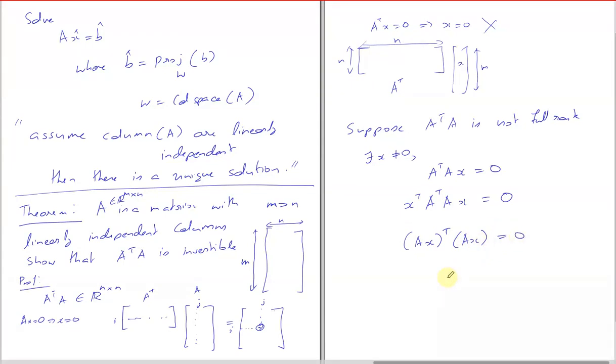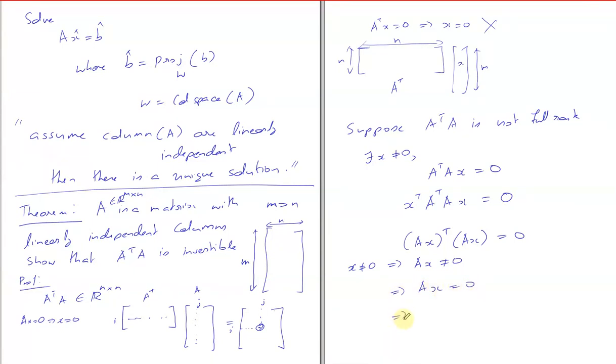Right. So when can this happen? Remember the columns of A are linearly independent, so if x is a non-zero vector, Ax is also a non-zero vector. You agree? Yes, sir. Now you are saying that a vector's dot product with itself equals 0. When can that happen? Only when it is equal to 0. So then Ax has to be equal to 0.